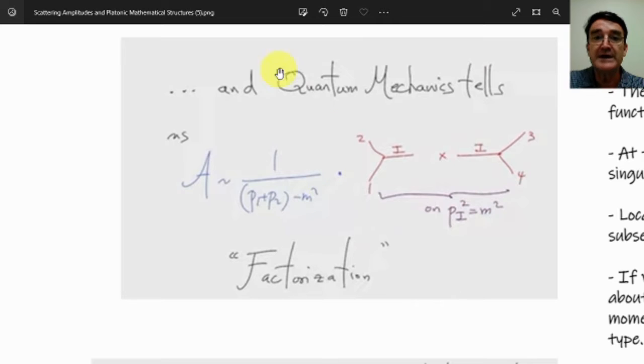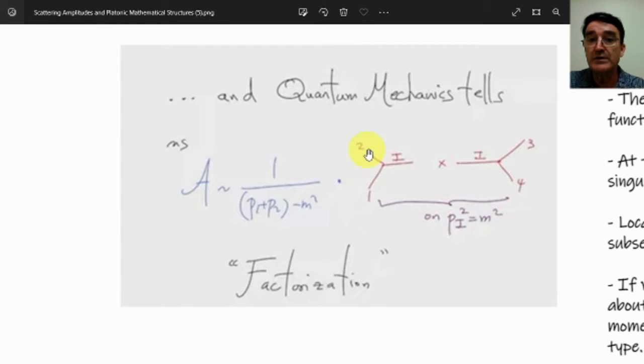And quantum mechanics tells us that when we have a pole, the amplitude factorizes into 2 smaller amplitudes. So it has this factorization property where the 2 particles come in, generate an intermediate particle, and then that intermediate particle decays into 2 other particles. So this P squared is equal to M squared.